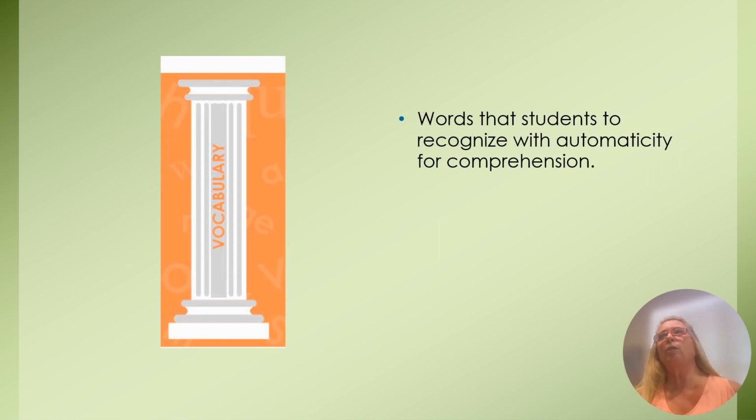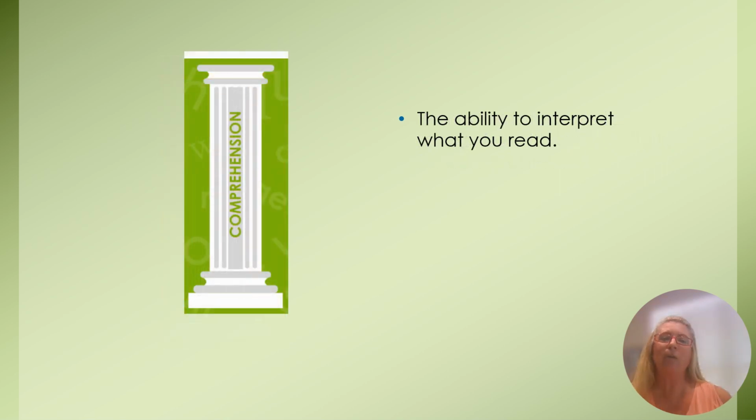And we're going to focus on vocabulary today because in our past workshops, we focused on the first 3 pillars. This time we're going to focus on vocabulary, and the next time we're going to focus on comprehension. And I'm going to give you some strategies that will help your students get a better understanding of what they read using vocabulary, which are words that students recognize with automaticity for reading comprehension. And finally, once again, is comprehension. This is the ability to interpret what you read.